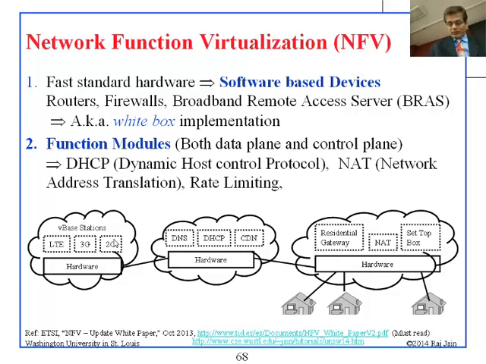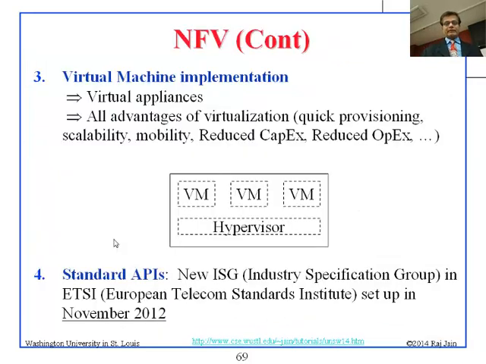So basically, if NFV happens, then boxes like the residential gateway and set-top box are all virtual machines, VMs, running on some standard hardware. They are created on demand, as needed, and scaled up and down. So you have all the advantages of cloud computing in the carrier world, with virtual machine implementation on standard hardware.